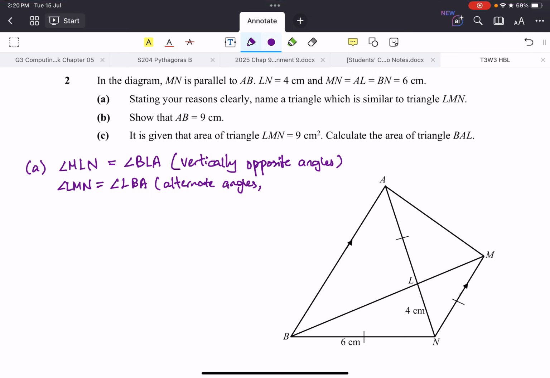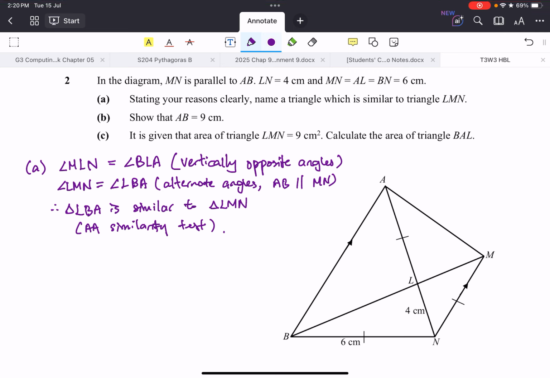Because AB is parallel to MN. So therefore, triangle LBA is similar to triangle LMN, and that is due to our AA similarity test.